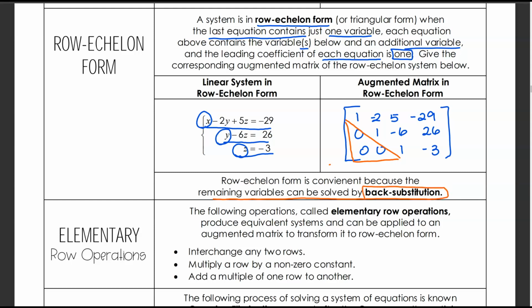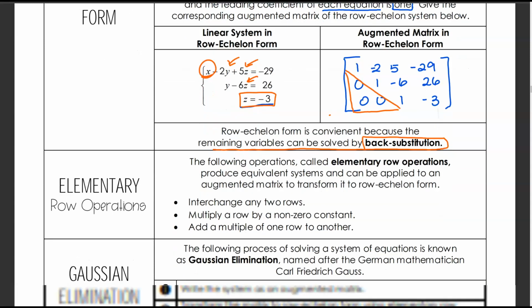So if you think back to when we were solving all of our systems by hand prior to matrices, right? Once we found a variable, we went back, we substituted it in, and we substituted it in, etc. So if we use row echelon form here, we can get z is equal to negative 3. We take that negative 3, we plug it in here, we calculate our y. Once we know our z and our y, we can plug it in here and calculate our x. So it allows us to do that back substitution.